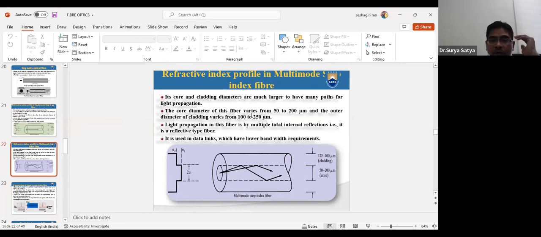The core diameter of this fiber varies from 50 to 200 micrometers, and the outer diameter of the cladding varies from 100 to 250 micrometers. Light propagation in this fiber is by multiple total internal reflections. That is, it is a reflective type fiber. It is used in data links which have lower bandwidth requirements.